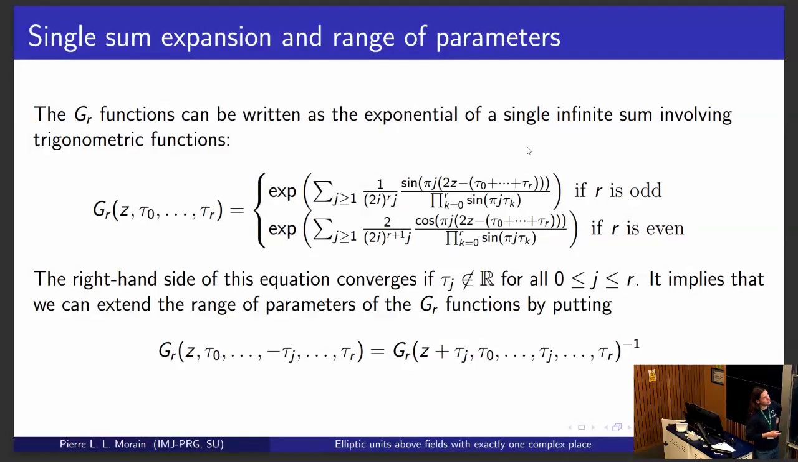This also converges, as shown yesterday by Luis, for arguments that are in the lower half plane, and we use this formula to extend the G_r functions to the lower half plane for the elliptic parameters. This is the formula that we use all the time to do this. It's a very simple formula.